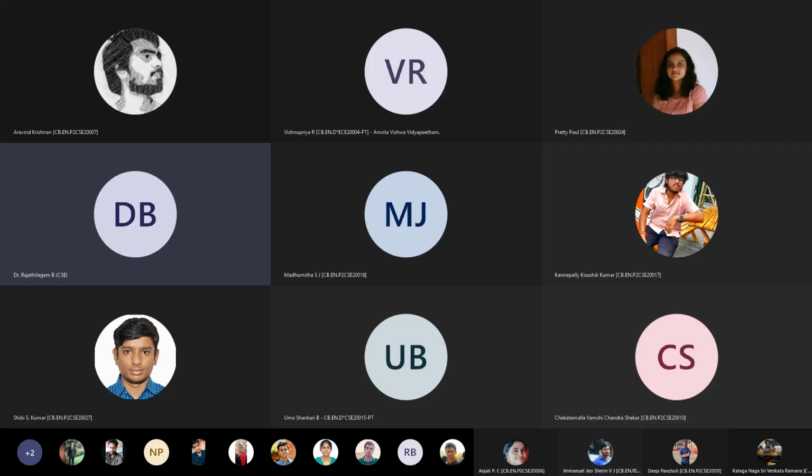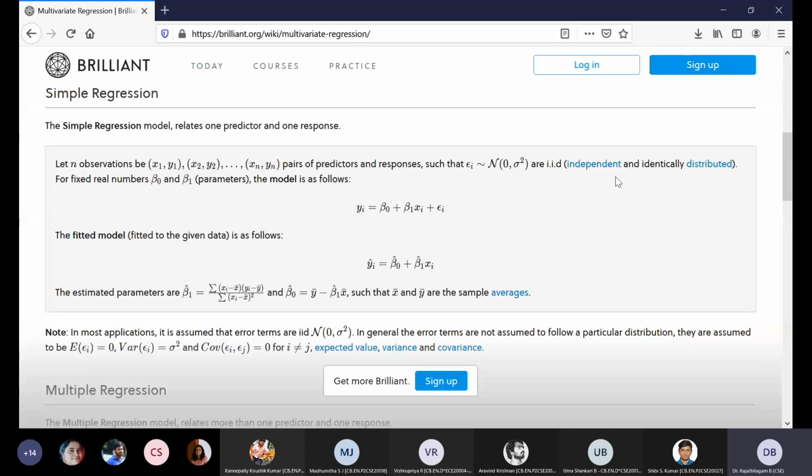Linear regression model, the first model that we have studied, is a straight line. The mathematics for the multiple and multivariate regression is a similar model. So a continuation of that is what we are going to see today.